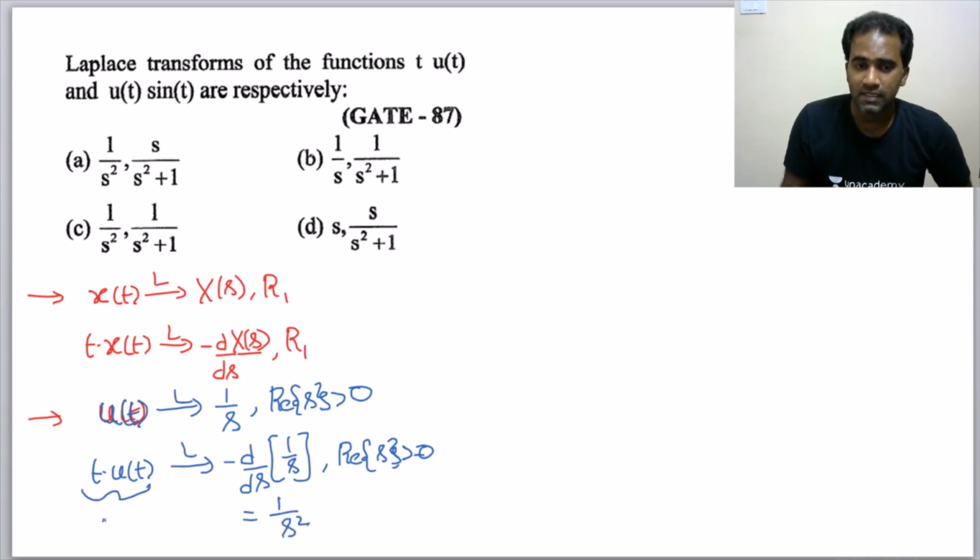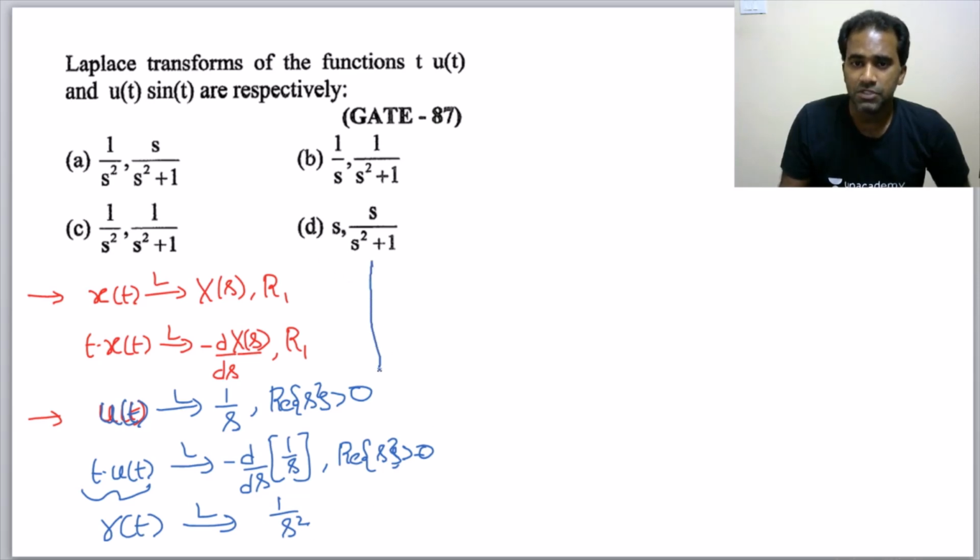And this signal is nothing but r of t. The Laplace transform of r of t should be familiar to all of you. But anyway, I'm just revising this property, in case you are not aware of it. So the Laplace transform of r of t is 1 by s square.